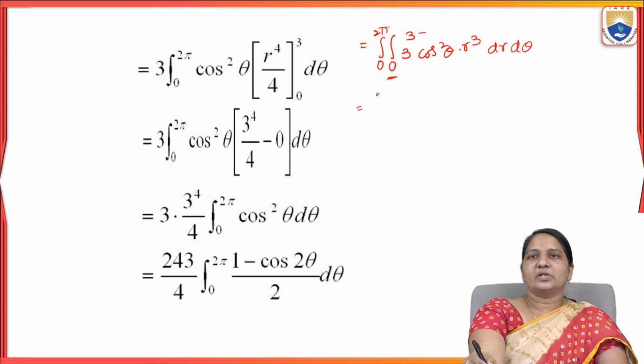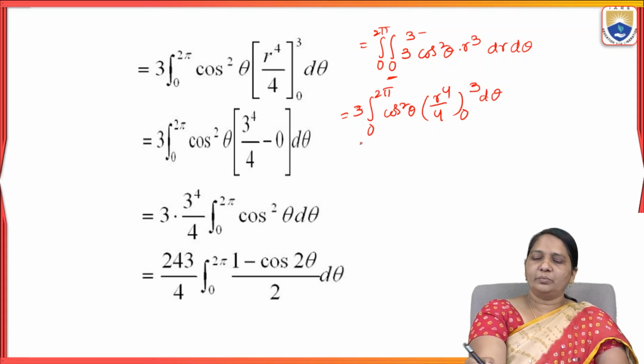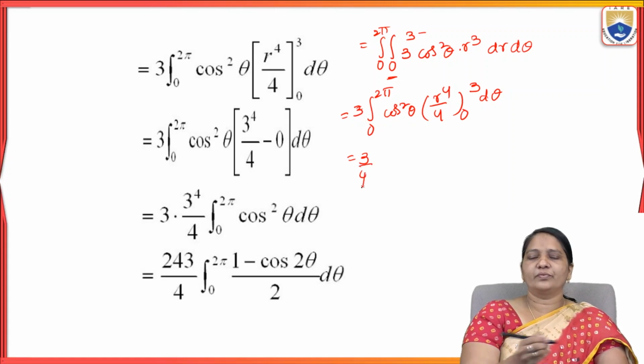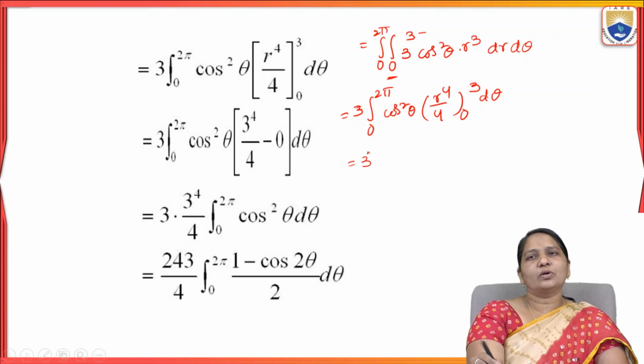So first I am integrating with respect to r. Integral 0 to 2 pi, 3 is the constant, taking out cos squared theta, integral of r cubed dr. The integral of r cubed dr is r to the power 4 by 4, with limits 0 to 3, into d theta. Now we replace the limits. 3 by 4 is the constant; otherwise you can keep it as it is to simplify easily. You can take it out or place it there as you wish.